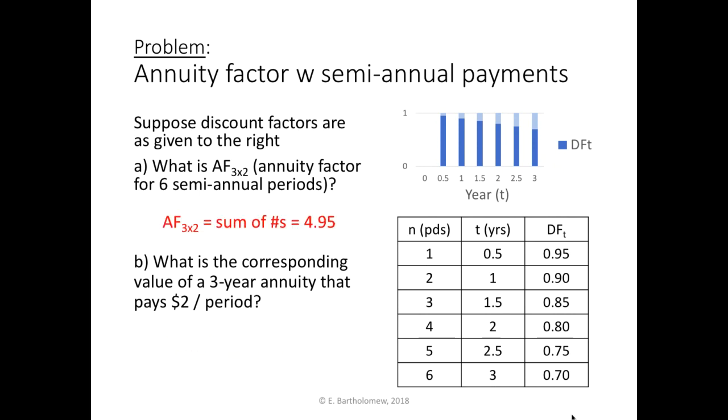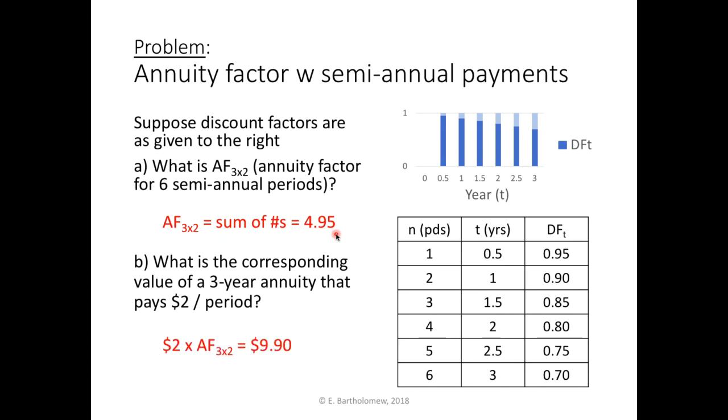Okay, so it's just the sum of those numbers. So if you simply take these 6 numbers and add them together, you will get 4.95. And notice that's bigger than the 2.4 we got for a 3-year annuity paying $3 over 3 years. This is $6 spread over 3 years. And so if we ask what is the corresponding value of a 3-year annuity paying $2 per period, we would multiply that $2 times the A of 3 by 2.